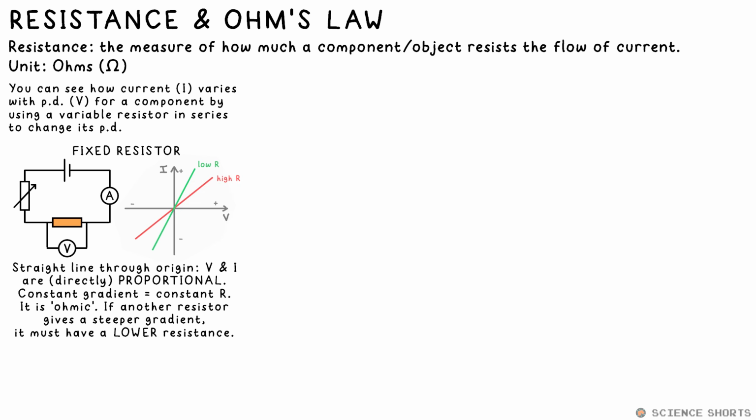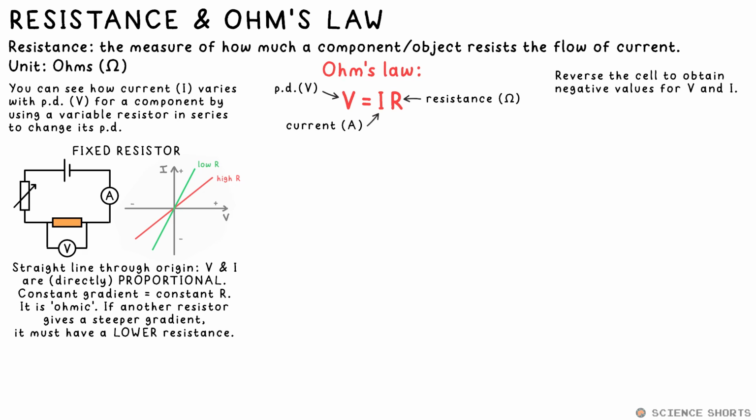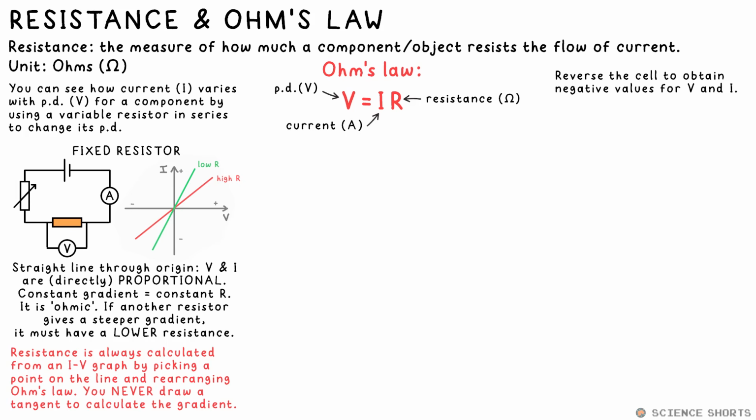The equation for resistance is Ohm's law. V equals IR. That's PD in volts equals current in amps times resistance in ohms. That's the unit for resistance. That horseshoe symbol is the Greek letter omega. That's what we use. We can get the resistance of a component from an IV graph like this by just picking a point on the line, getting V and I, and putting them into the rearranged version of Ohm's law. R is equal to V over I. For a resistor, you'll end up with the same answer no matter what point you pick.